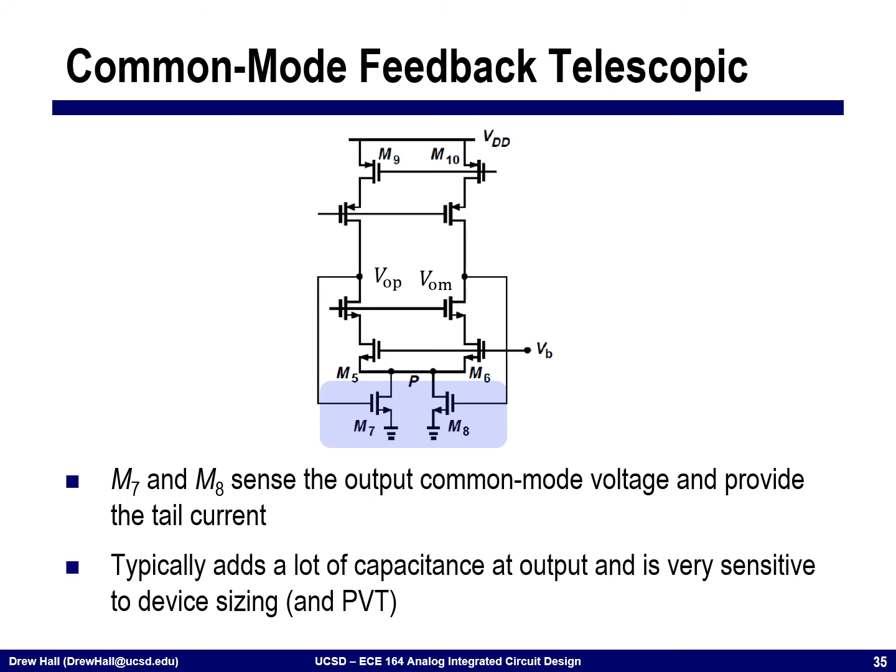They tend to add quite a bit of capacitance at both this node and at the tail node here due to how we size them given their very large overdrive voltage. They're also sensitive to PVT given the strong relationship between the sizing of M7 and M8 and the output common mode voltage. And so usually when you do this, you'll do some calculations and then you'll sweep the size of M7 and M8 to dial it into the right place.